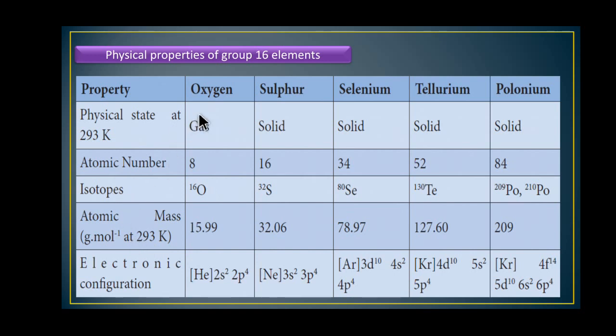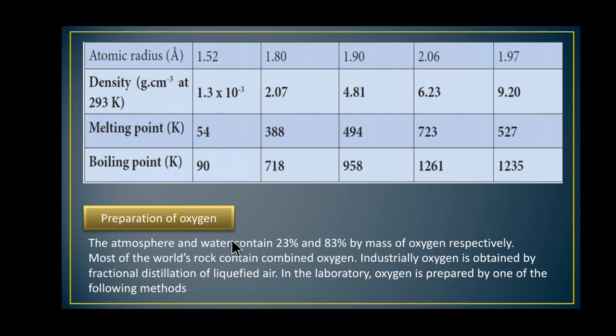Isotopes: oxygen 16, sulfur 32, selenium 80, tellurium 130. Polonium exists as two isotopes, one is 209, another one 210. Similarly, atomic mass and electronic configuration. Next, atomic radii of group 16 elements and density, is it clear? And melting point and boiling point.